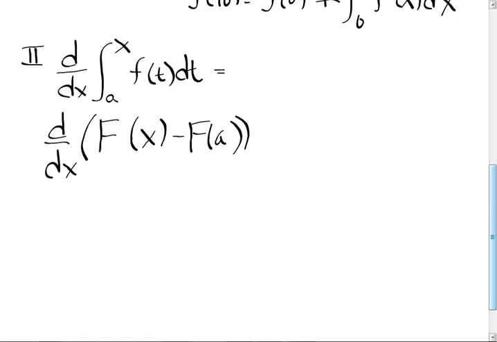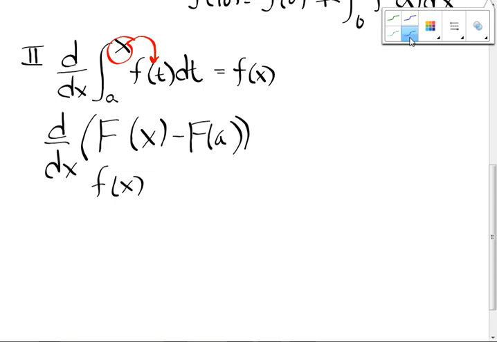What is the derivative of that? What's the derivative of F of x? Little f of x. What's the derivative of a constant? 0. So this is equal to f of x. The easy way to do it is to take x and just put it in there. Sometimes you can't integrate it anyway, so you have to know this theorem. But if you understand why it works, then you remember it.